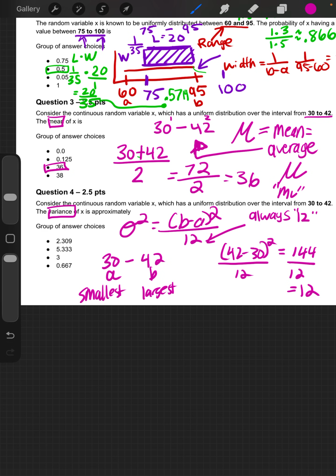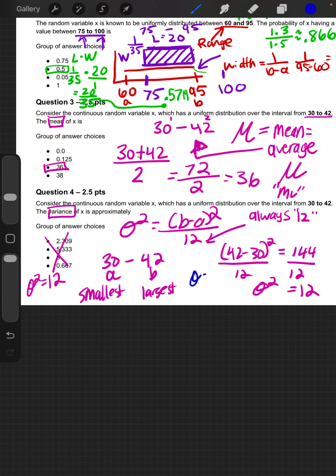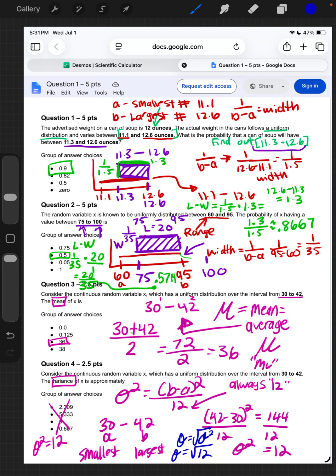Yes. So I think I messed up on the answer choices, but the variance is 12. So variance is equal to 12. And if you want the standard deviation, the standard deviation is equal to the square root of the variance. So that would be the square root of 12.